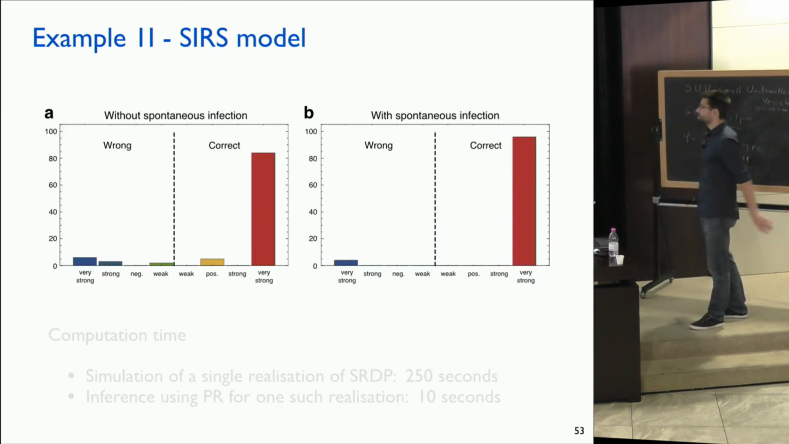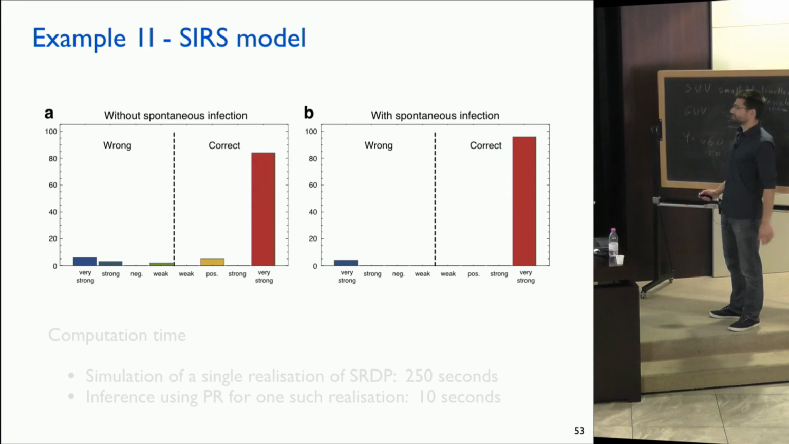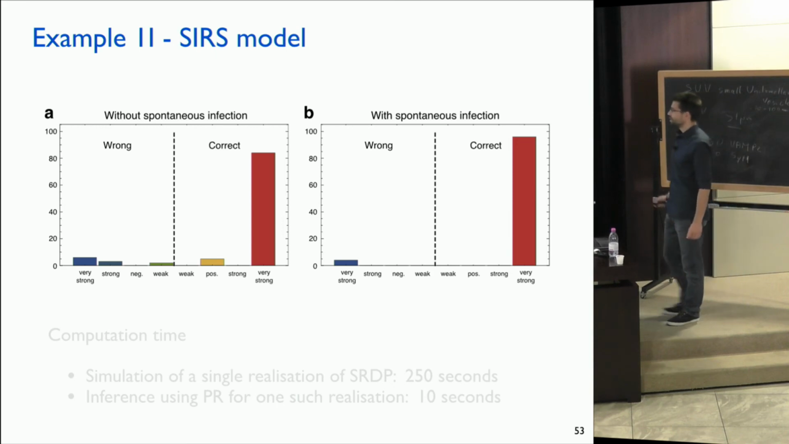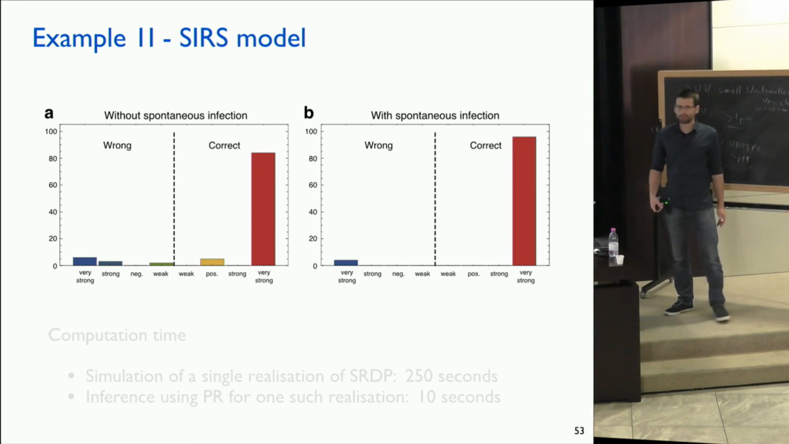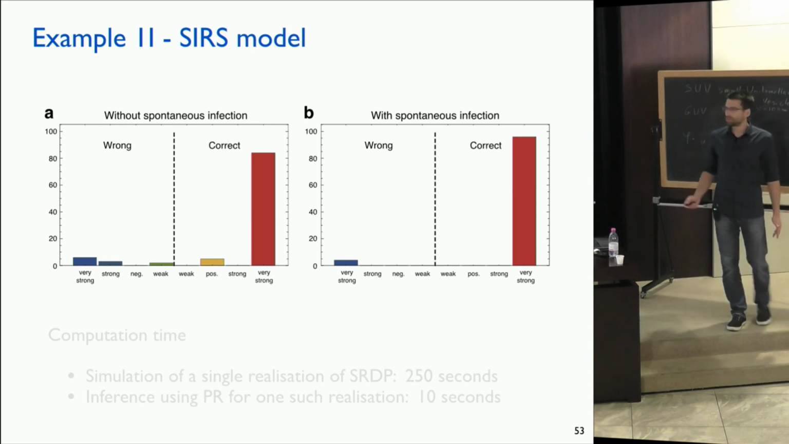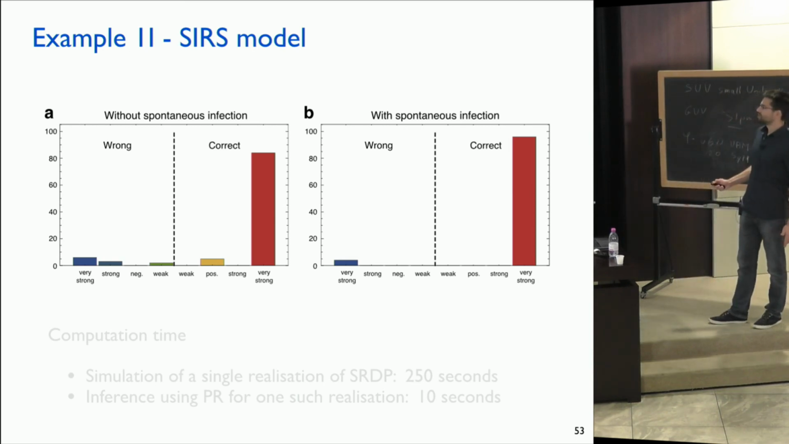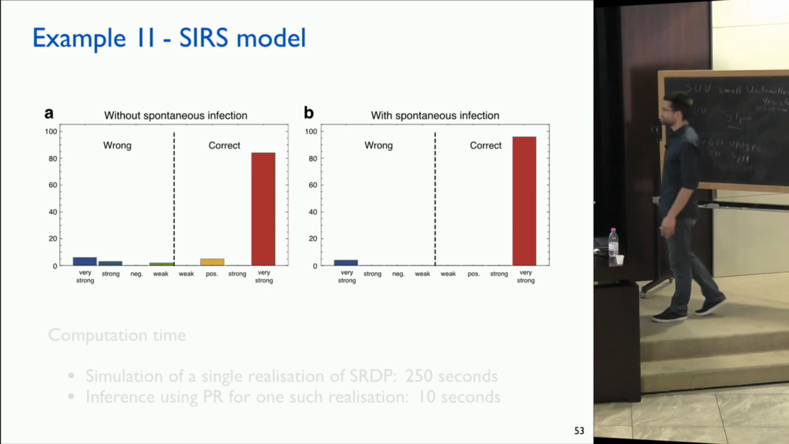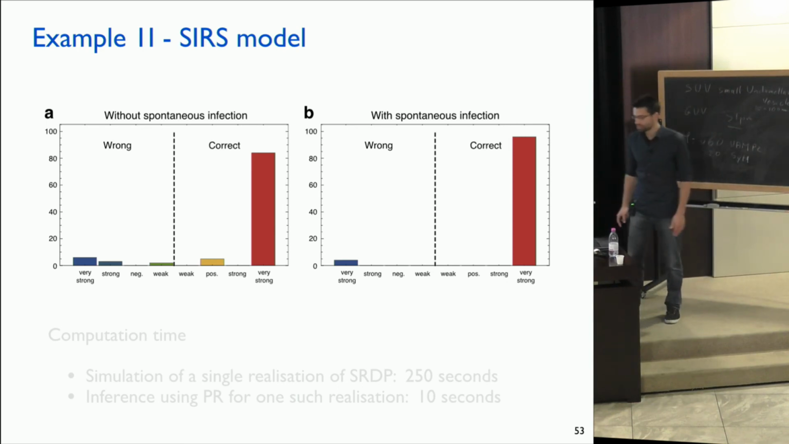And here you see the results on the left, where the true model used to simulate the data did not have the spontaneous infection, and here where it did have the spontaneous infection. Everything to the right in the histogram means that our method picked the correct model. And as you can see, this is the case for more than 90%, and for more than 80% in the other case, we picked the correct model with very high confidence, which is a pretty good result.